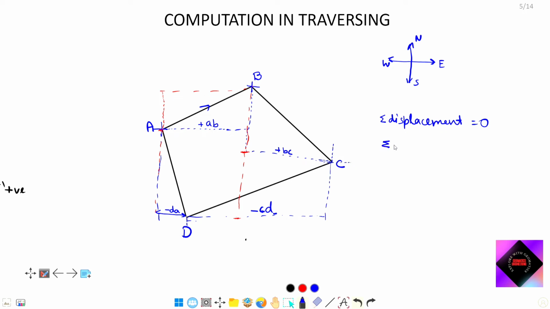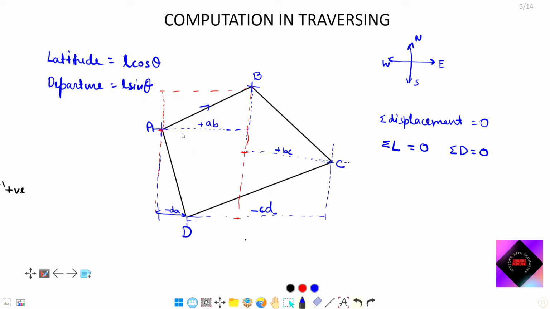That's why we say that for a closed traverse, summation of latitude equals 0 and summation of departure equals 0. Understand that we have calculated latitude with the help of L cos theta and departure with L sin theta.